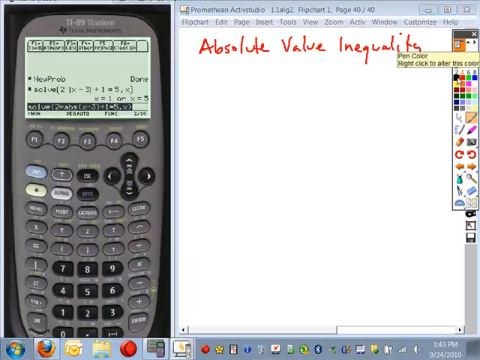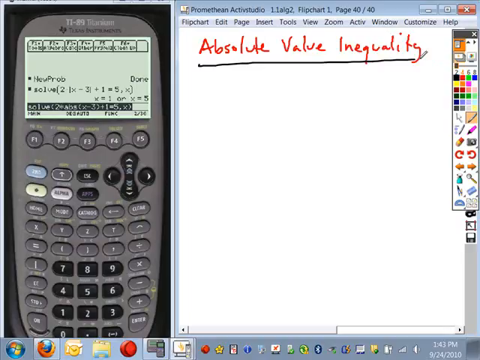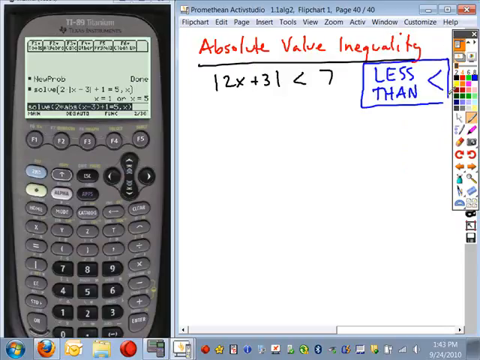Okay, when you're dealing with an absolute value inequality, it's a little bit different, because there are two different ways to solve it depending on whether you're dealing with a less than or a greater than. And so let's take the case of a less than. When you're working with a less than, which means your absolute value expression is going to be to the left, or to the pointed end, of an inequality symbol.